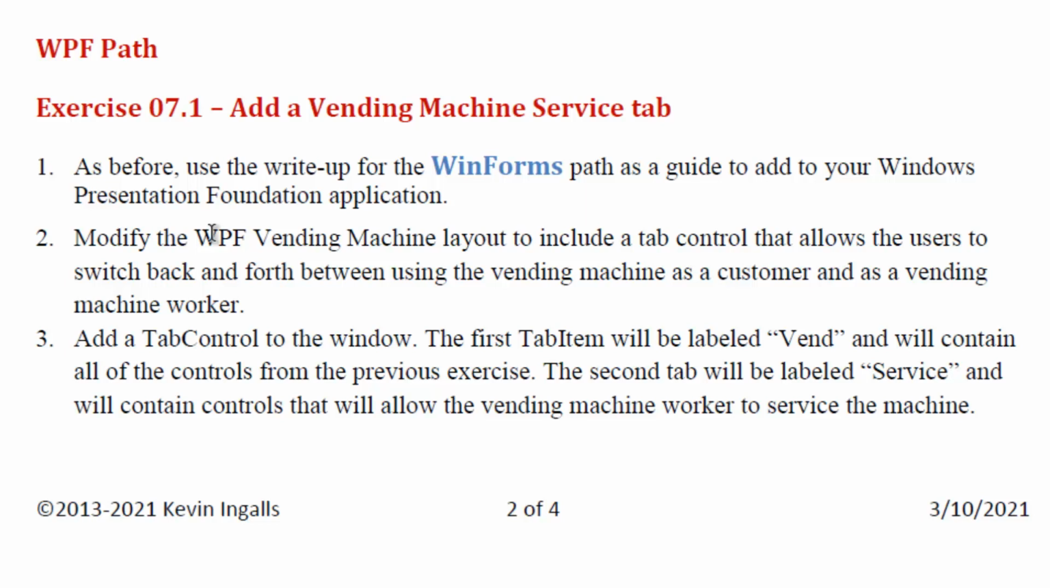Exercise 7.1 will modify the WPF vending machine layout to include a tab control. And this tab control will have two tab items, one labeled Vend, that contains essentially everything that we did in the last exercise, and a second tab item labeled Service. And this is where a service worker could service the machine. In our case, we're just going to be able to fill the can rack and empty any coin boxes that we have.